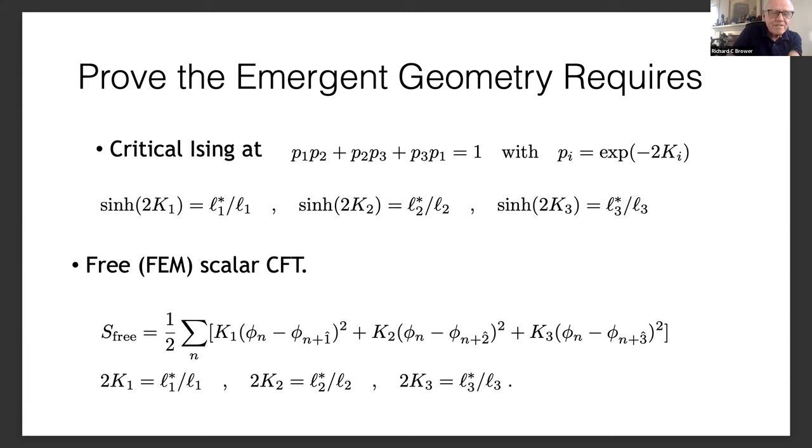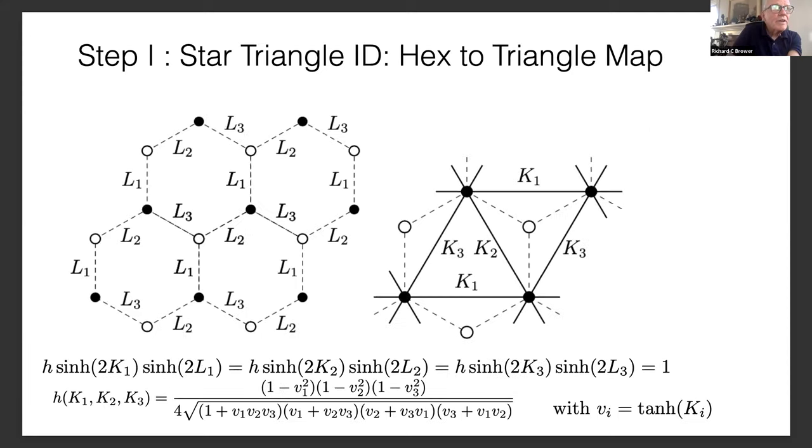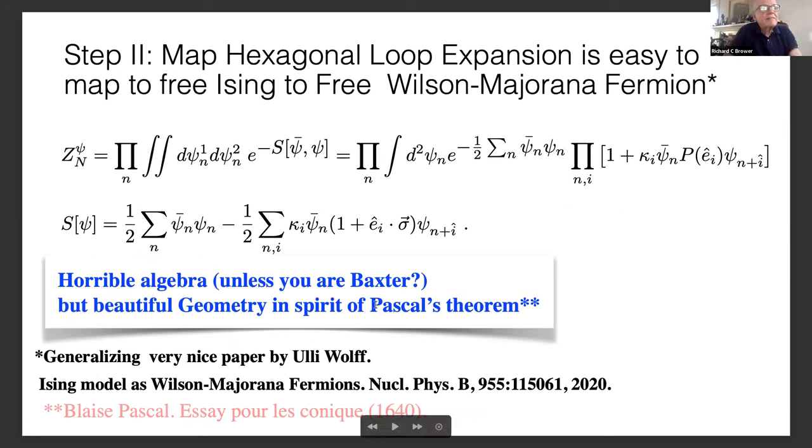It turns out that because it's a free theory, we can map, this was done, it's sort of a generalization of a nice paper by Uli Wolf, we can take the Ising model on the triangular lattice and map it into Weyl fermions. And then since the fermionic representation is the free theory, that has a finite element solution. And then we can go back and find out the geometry of the original Ising lattice. So it's a whole bunch of fun stuff.